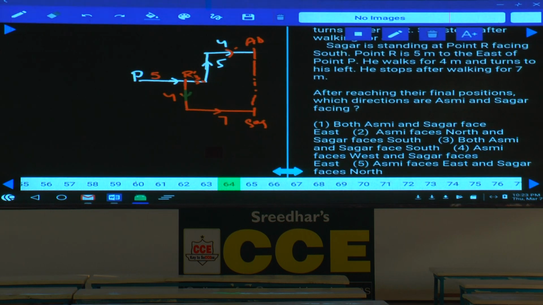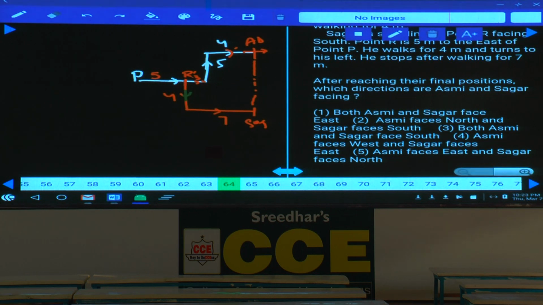Question number 64. After reaching their final positions, which directions are Asmi and Sagar facing? Now Asmi is facing towards east. Sagar is also facing towards east. So both these persons are facing towards the same direction, that is east.